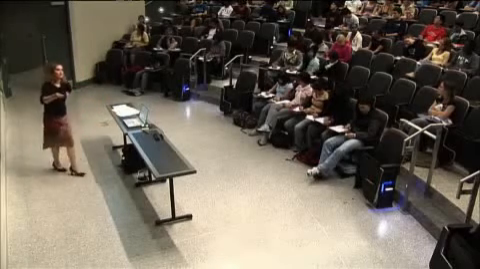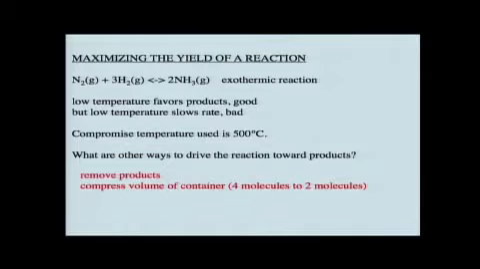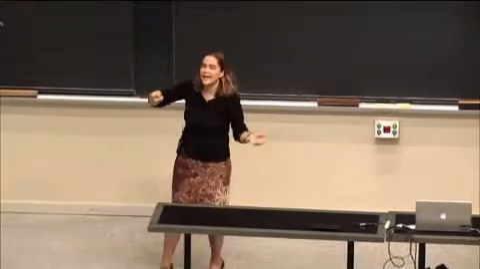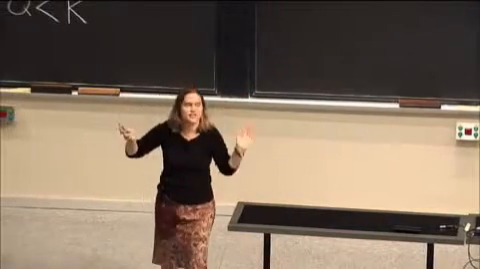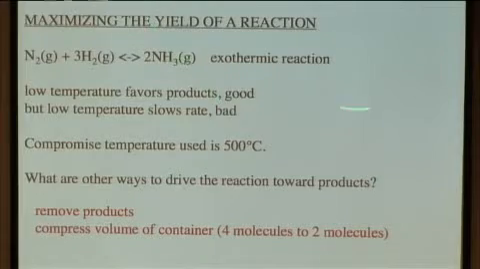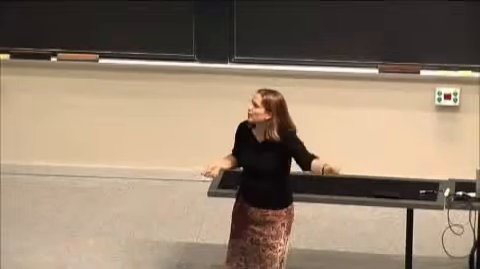Remove products. If you remove ammonia from the system, and they actually do this in the industrial process, at certain time points they will remove the product, and they'll say, hey, let's shift the reaction to make more. You just changed Q versus K. You removed a product, so now we want to shift to minimize that stress and make more product.